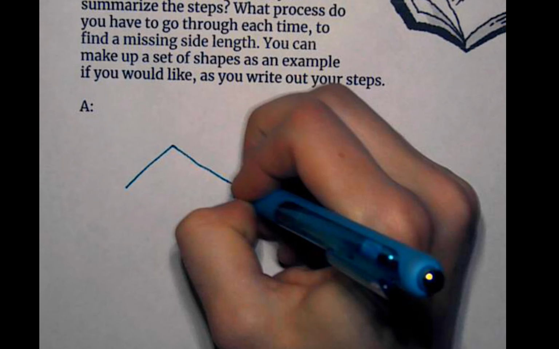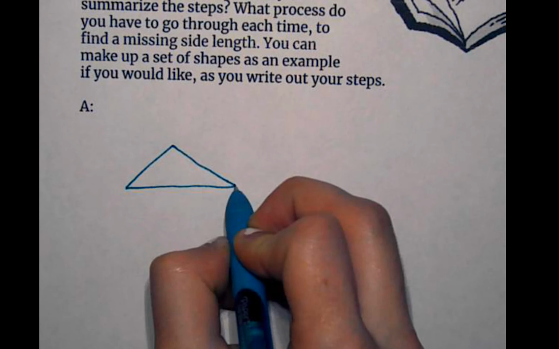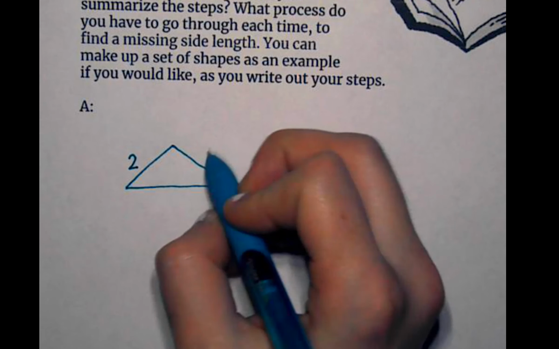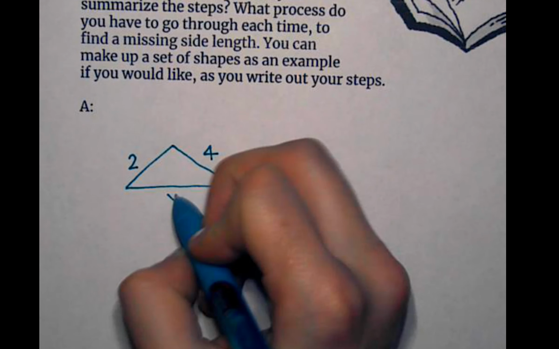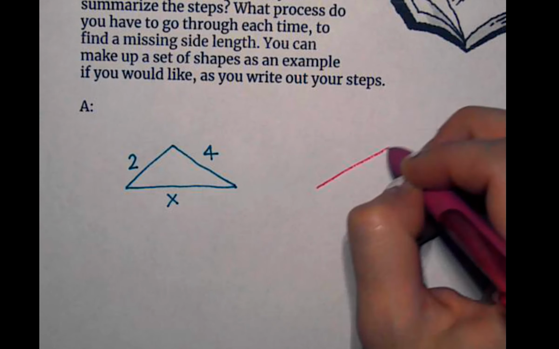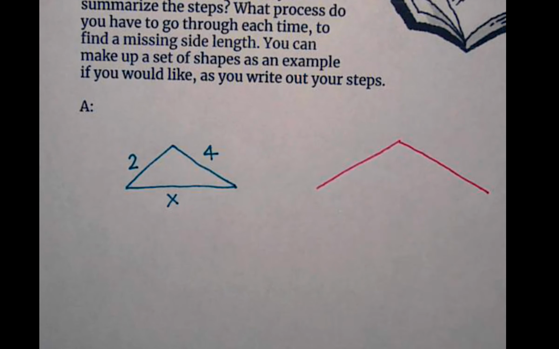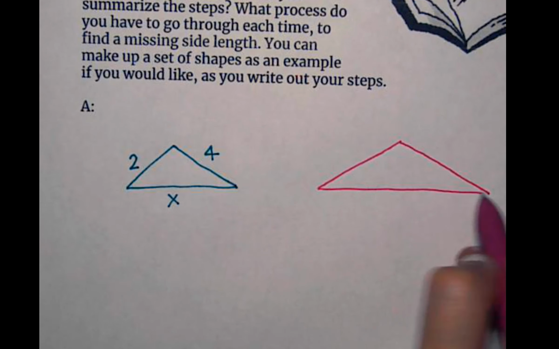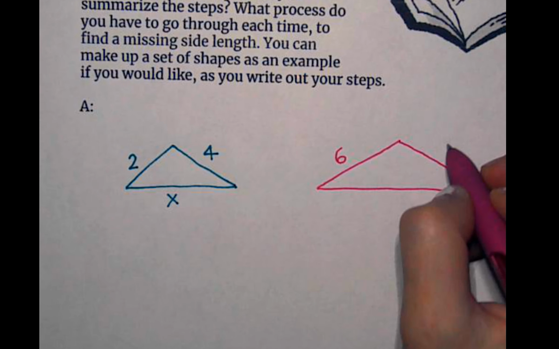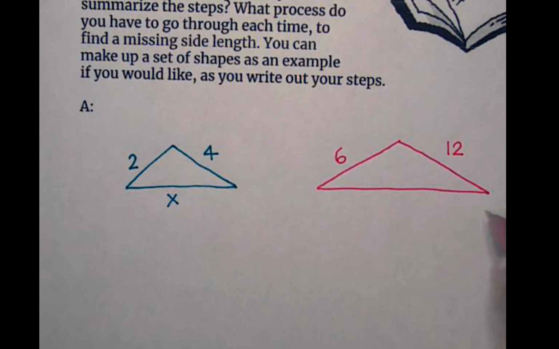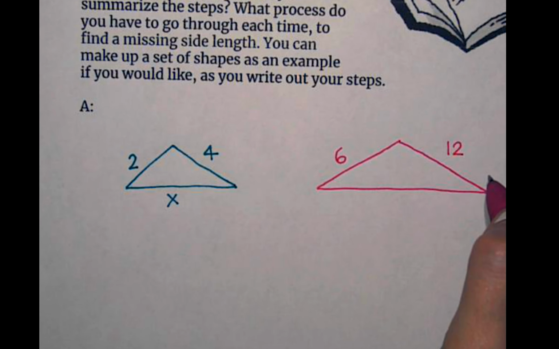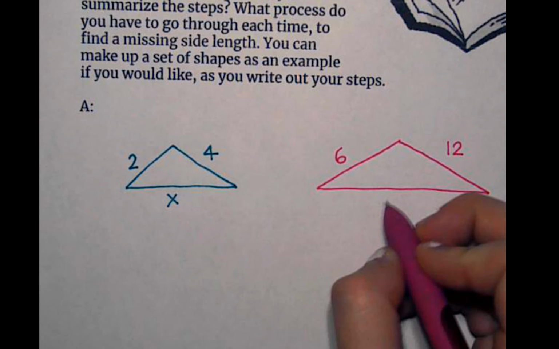I have this triangle, and for this triangle I know that I have a 2, a 4, and an X. And then I have this triangle, and I know that I have a 6, a 12, and we'll say a 15.